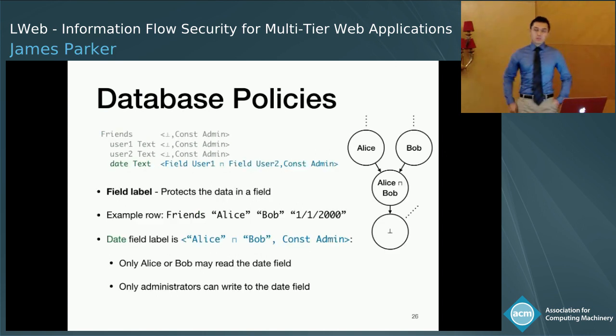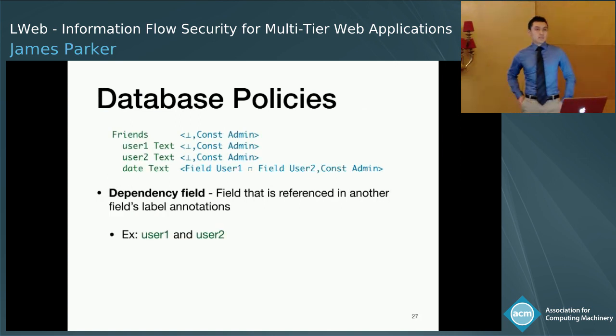We also have field labels. This protects the data in an individual field. So for example, the label for the date field is Alice meet Bob. So only Alice or Bob is allowed to read this date field. And the integrity part is admin, so only admins are allowed to write to this field. And on the right, you can see an example of what this lattice might look like for Alice and Bob.